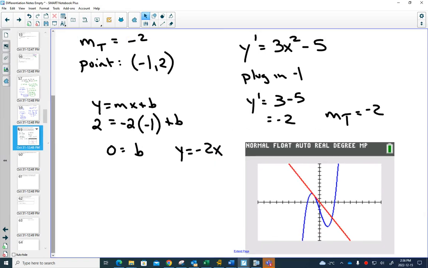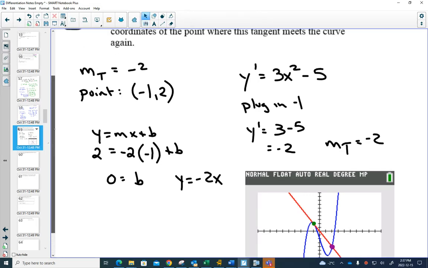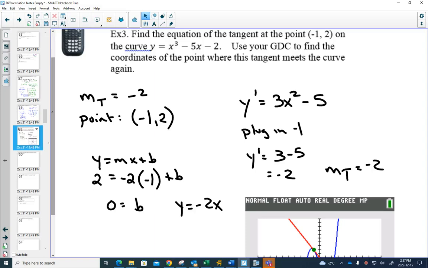Can you see that we have the -1, 2 point right there? Can you see that that red line looks like the tangent at that point? Can you see that it intersects the graph again here at the purple point? So we drew our graph, we drew our tangent. This question is saying, use your graphing calculator to find the point where this tangent meets the curve again.